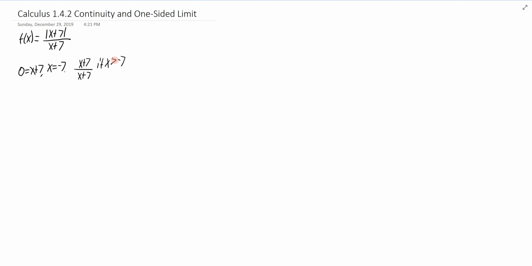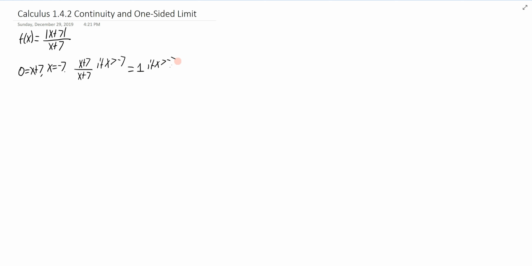So what this means here is that we can just say that then x plus 7 over x plus 7, that's just going to be equal to 1. So that's equal to 1, if x is greater than negative 7.